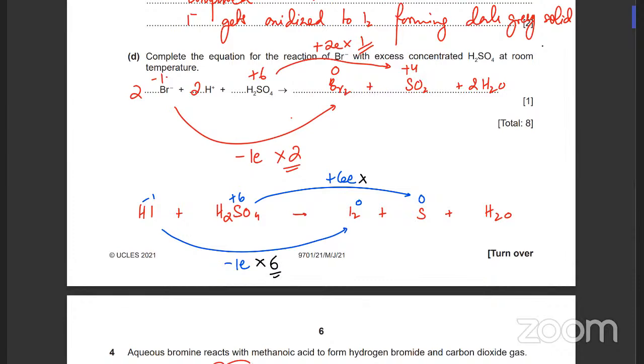And sulfurs, I'm going to multiply it by 1. That means I'm going to keep it as 1 sulfur, right? So there should be 6 iodines over here, and there should be 3 I2s over here, so that I can have 6 iodines, right? Is that clear?